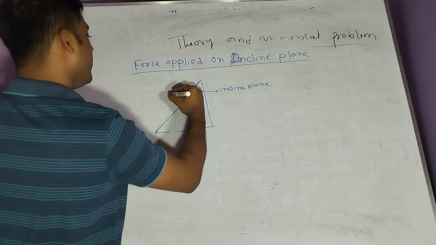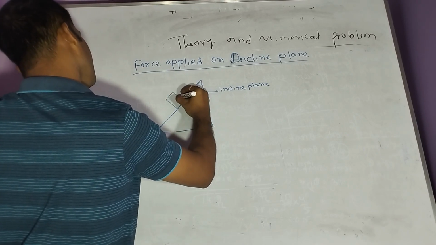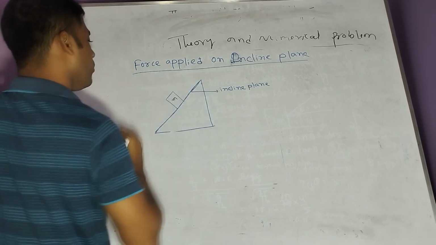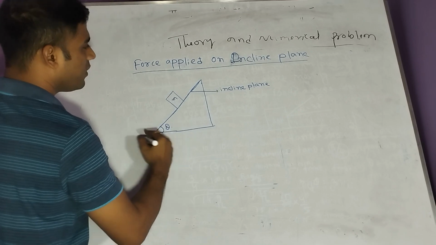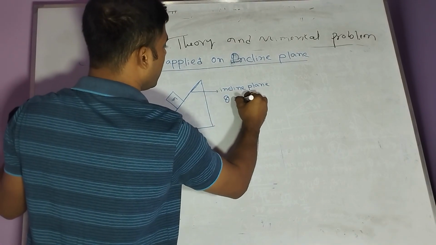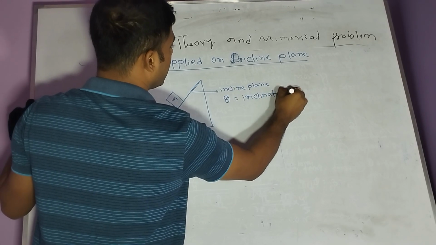Inclined plane. Then the body is kept on this inclined plane. This is the body, the block of mass M. The angle of inclination is theta. What is theta? Theta is the inclination angle.